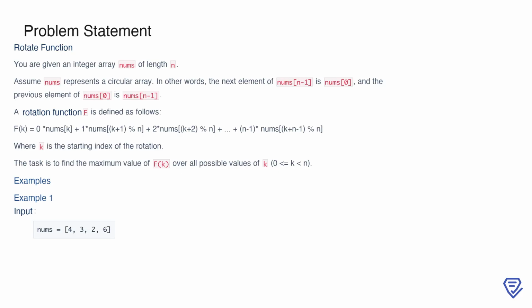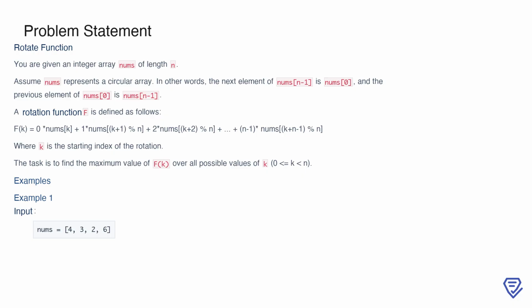In this problem, you're given an integer array nums of length n. What's unique about this array is that it behaves like a circular array, meaning that the element after the last one, nums[n-1], is the first element, nums[0]. Similarly, the element before the first one, nums[0], is the last element, nums[n-1].